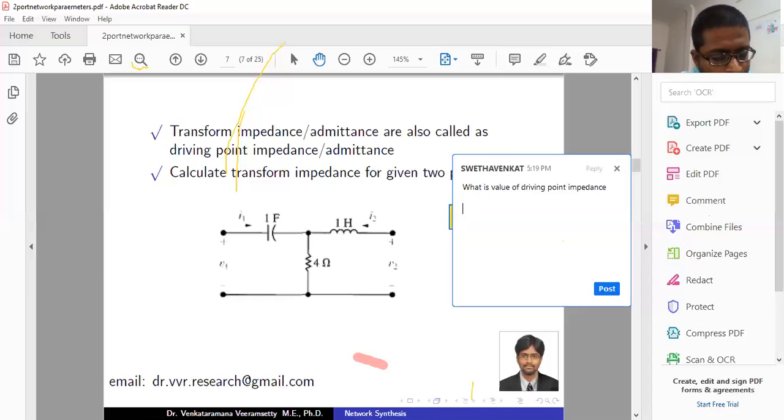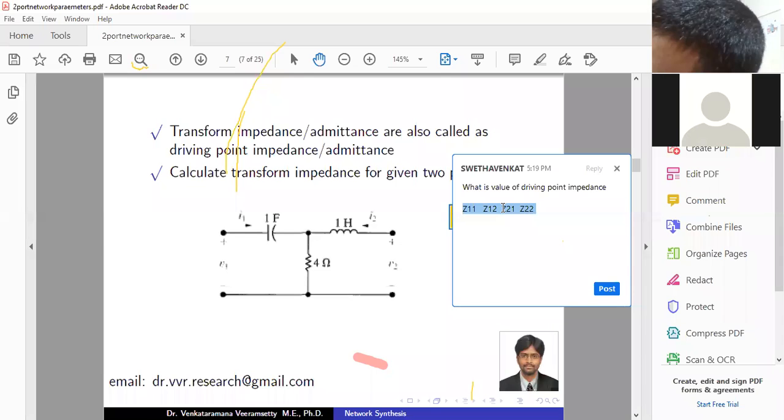Anyhow, I want to tell one thing. We have the Z parameters. We have the 4 Z parameters: Z11, Z12, Z21, and Z22. Right? Since it is a 2-port network, you have 4 parameters, right? Among these 4 parameters, which parameters will represent the driving point impedance of a two-port network? Z11 and Z22.